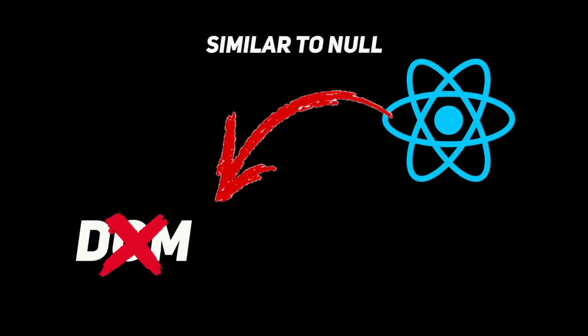Conversely, when a component returns false, it signals React not to produce any DOM element for that component, akin to null. However, a pivotal distinction emerges. Returning false additionally prevents the component from undergoing future updates. React interprets false as an instruction to unmount the component, effectively eliminating it from the DOM.